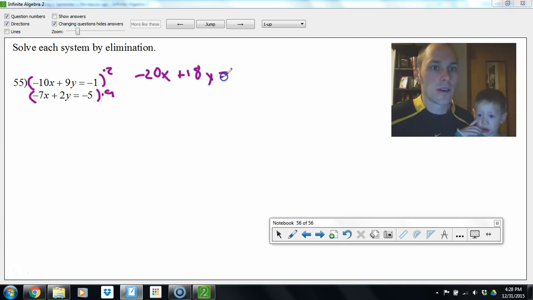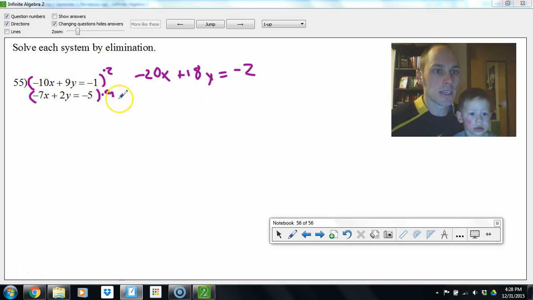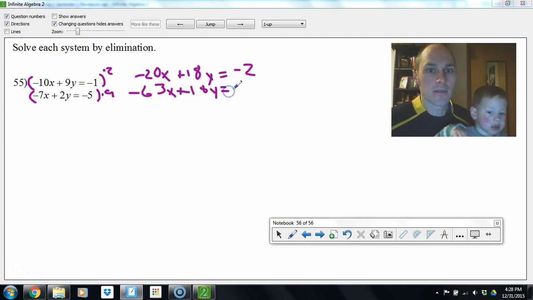And 2 times negative 1 is negative 2. Keep in mind we have to multiply everything, otherwise we change the whole equation, and keep the equation equivalent if we multiply everything. So 9 times negative 7 is negative 63x. 9 times 2y is 18y. And 9 times negative 5 is negative 45.